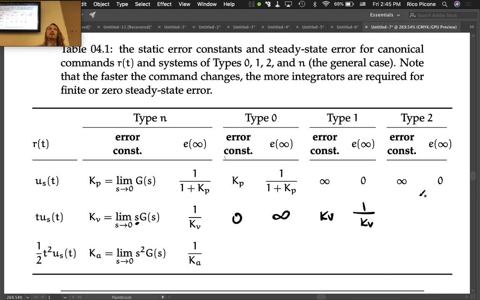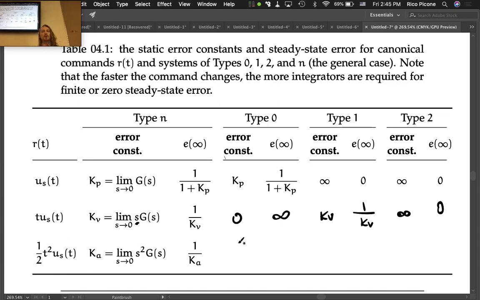Type 2, we have two integrators. Finally, we've canceled only one of our integrators with this S, and we're left with an infinite error constant and a 0 steady state error. So type 2, two integrators, even with a ramp input, you get 0 steady state error, which is good.